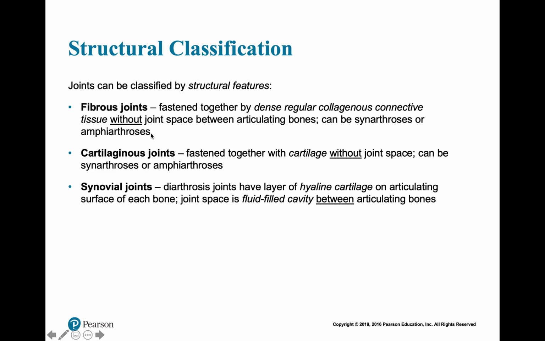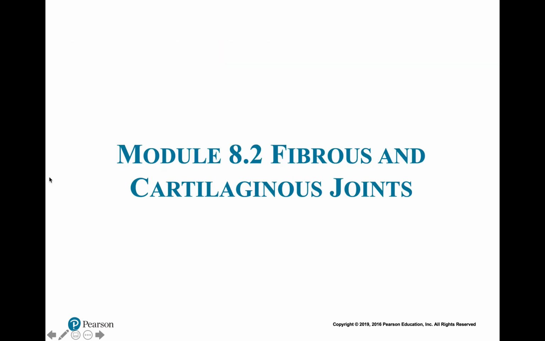Is it composed of dense, regular connective tissue? It's a fibrous joint. Is it composed of cartilage? Then it would be a cartilaginous joint. Is there a joint cavity present and a synovial membrane present? Well, then it would be a synovial joint. So structural classification is based on the type of tissue that makes up that joint.